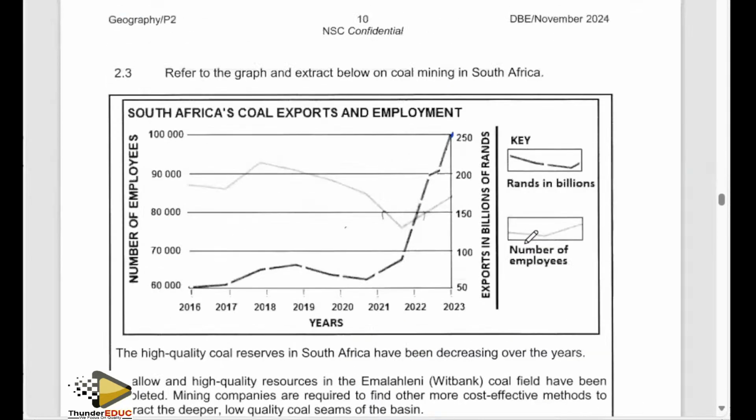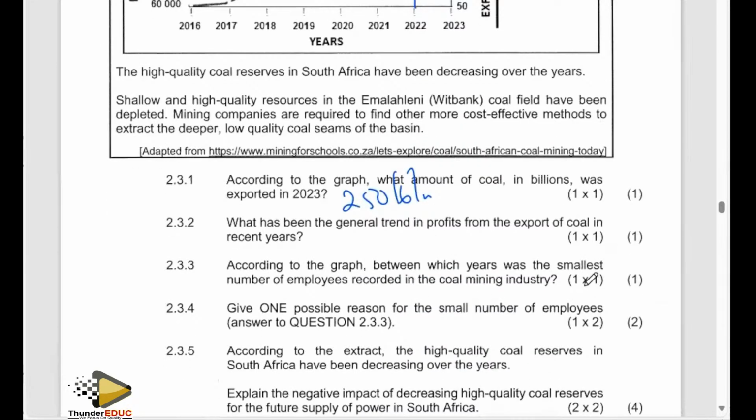In recent years, you are saying the most current years. We cannot say 2016 is recent. We're in 2024 now, so recent years means maybe starting from 2022, 23, 24. If you take 2022 as our recent year, you check here, in 2022 it was somewhere there, and in 2023 it was there. What is the trend between these two? There's an increase. So the trend in the recent years is that there was an increase.